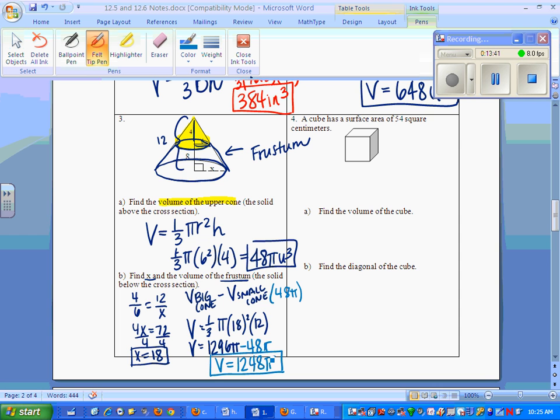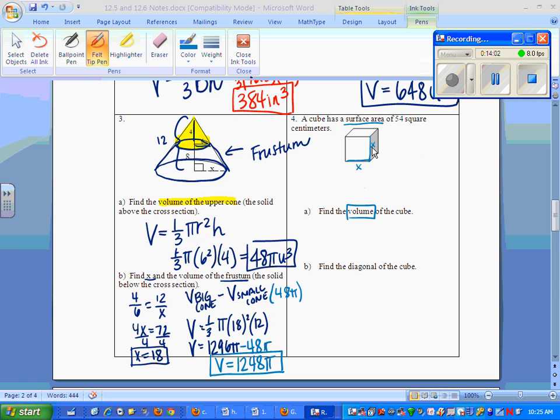We have a cube that has a surface area of 54 square centimeters. Okay, so this is the total surface area. Okay, we don't know any of the sides, and we want to find the volume of the cube. Okay, so I'm going to say I don't know this side, don't know this side. But I know that there are 6 sides.